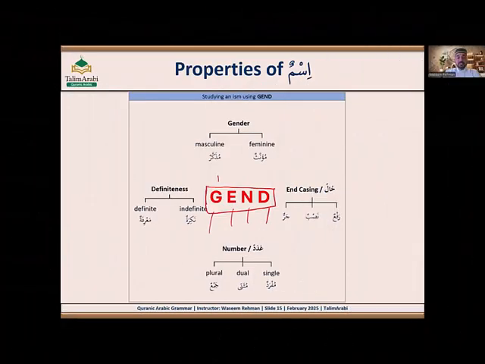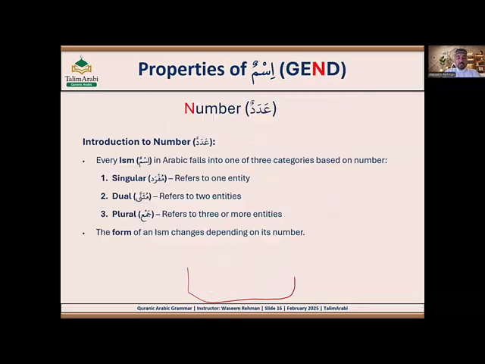We have learned gender, we have learned ending, we have learned definiteness. Now today we're going to learn number. And in Arabic, we know that there are three types of numbers: singular, dual, and plural. Mufrad, musanna, and jama'. So that's our today's topic.